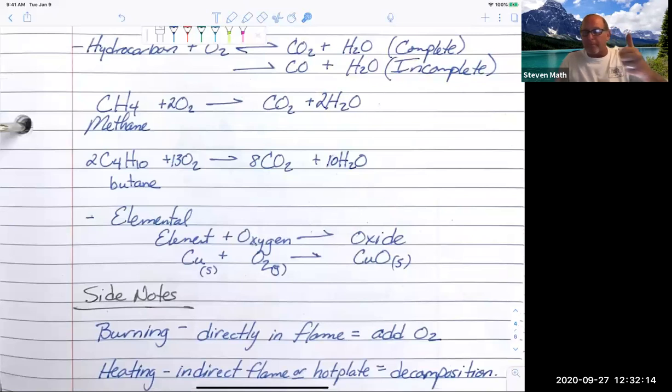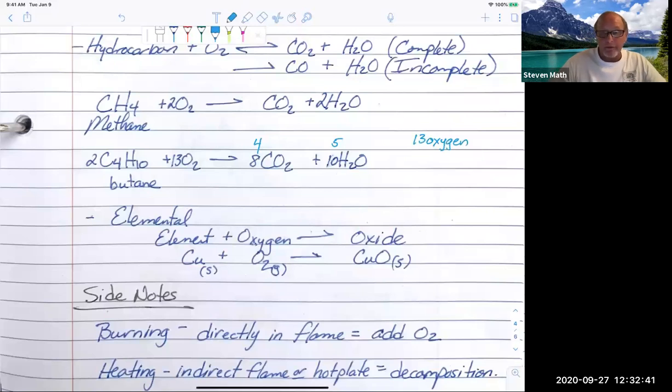Butane, a little Bic lighter, butane lighter, okay? C4H10. If you go through and do this with an even number of carbons, we put a 4. Normally, we would say, hey, why don't we put a 4 out in front of the CO2 and I'll put a 5 out in front of the H2O. Well, if I do that, I'm going to have 13 oxygen.